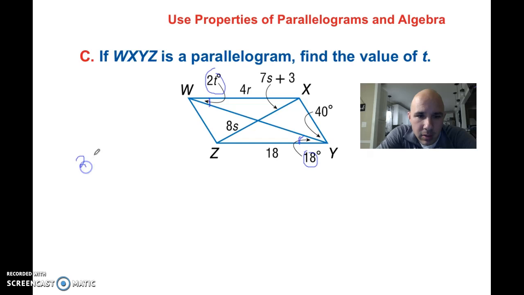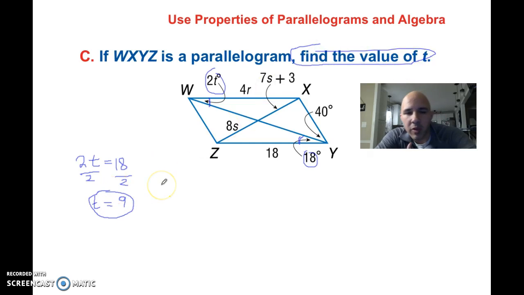2t. Set them up, equals 18. Solve for t. The inverse of multiplying by 2 is dividing. Let's go ahead. T equals 9. Anything else I need to find? They just asked me to find t. There it is. T equals 9. Let me know if you have any questions.